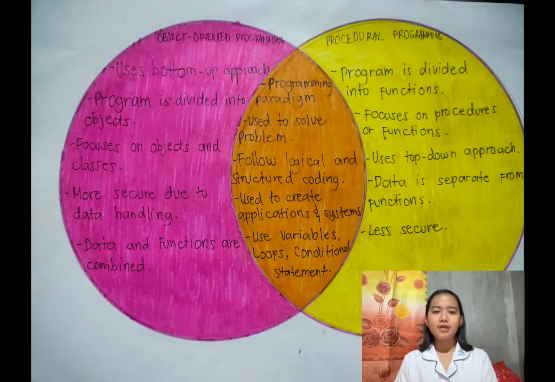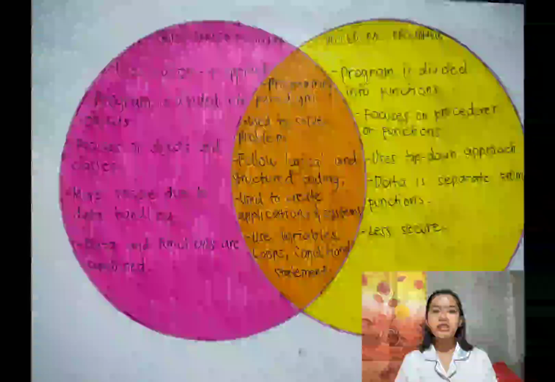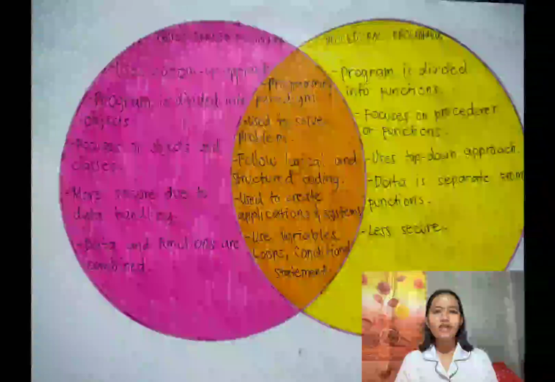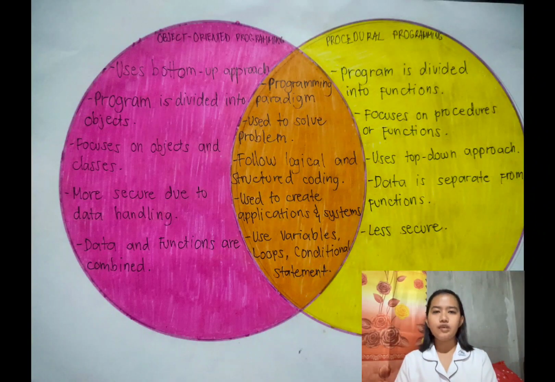Next, let us look at the middle part of the Venn diagram, which shows their similarities. Both procedural programming and object-oriented programming are programming paradigms used to solve problems. They use basic programming elements like variables, loops, and conditional statements. They are used to create applications, systems, and software solutions. Even though they are structured differently, both follow logical and systematic programming principles.